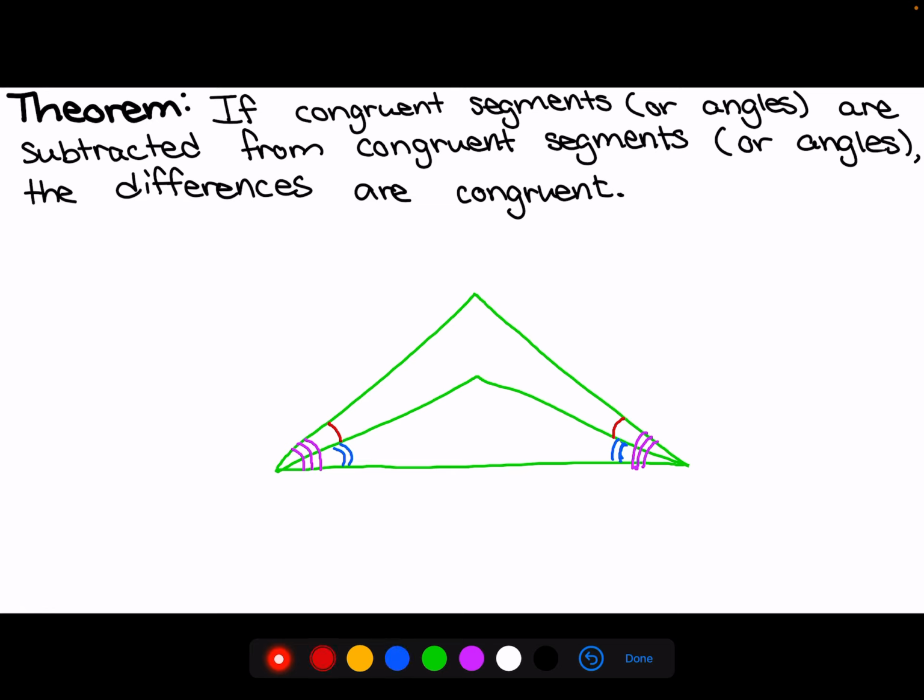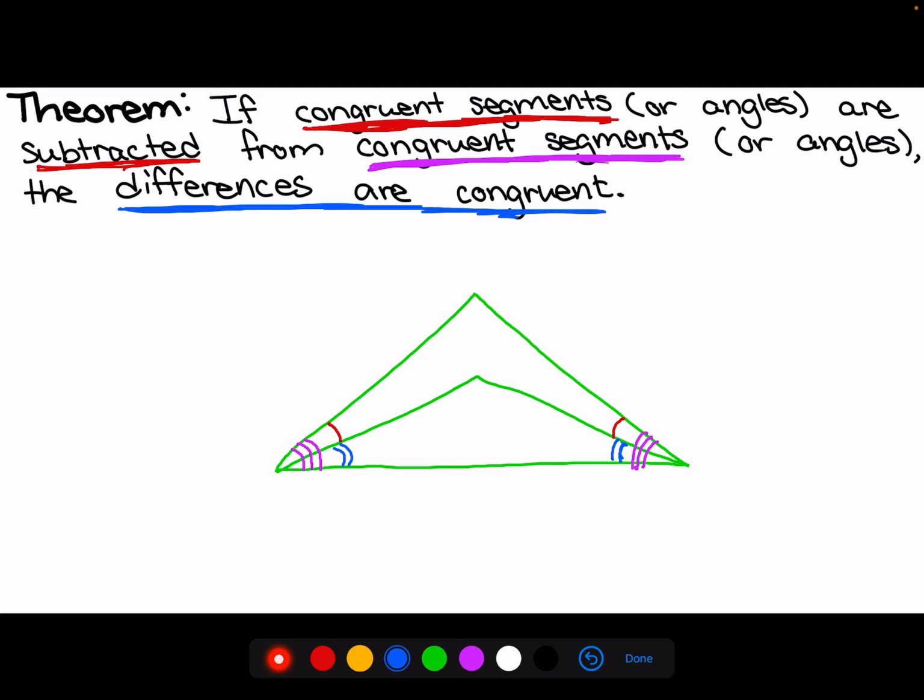So, if congruent segments or angles are subtracted, meaning I'm taking these red angles here, and I'm subtracting them from the purple angles, from the other congruent angles I have, those purple ones, then the resulting angles are congruent, meaning the blue angles down here are congruent as a result. So if I take red from purple, I'm left with the blue, and the blues will be congruent.